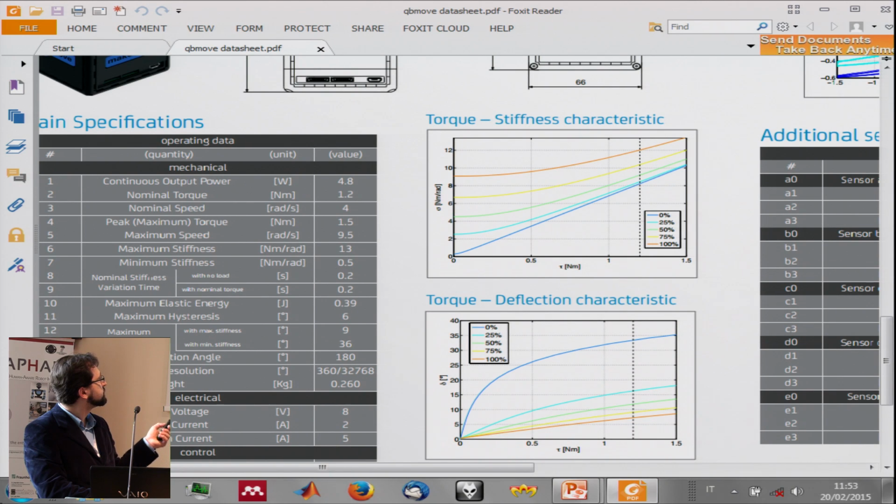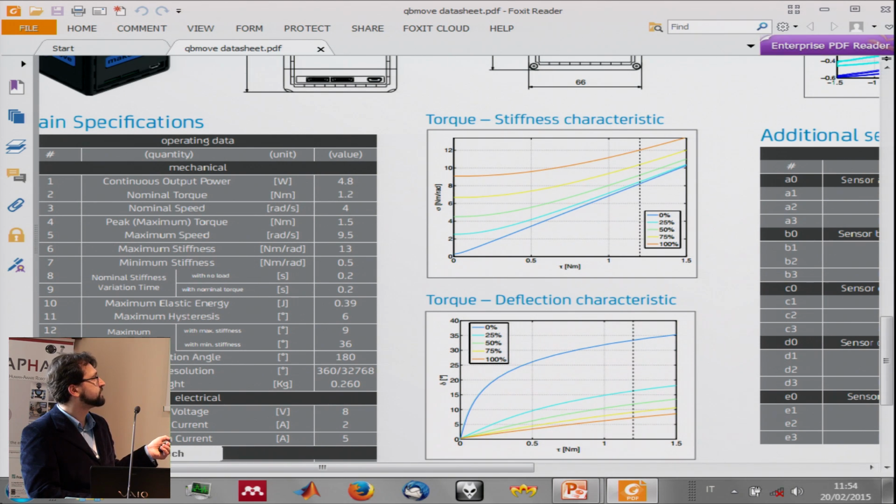And then we start having the parameters related to the stiffness. So we have the maximum stiffness and the minimum stiffness, which come from this plot here. The minimum stiffness corresponds to this point, while the maximum stiffness corresponds to this one. This is the plot which relates the torque and the stiffness of the system, which is one of the most important and one of the easiest to read.